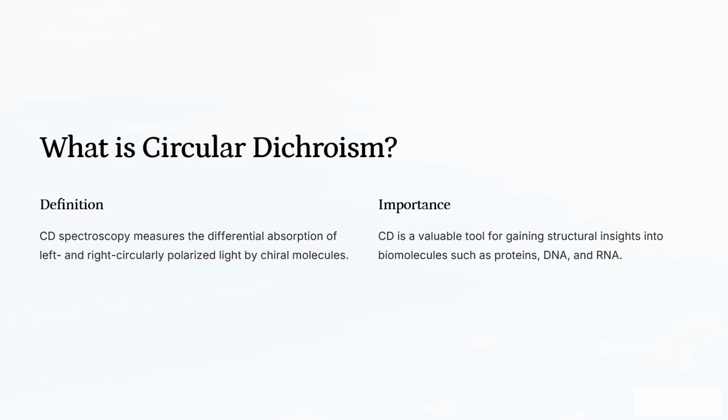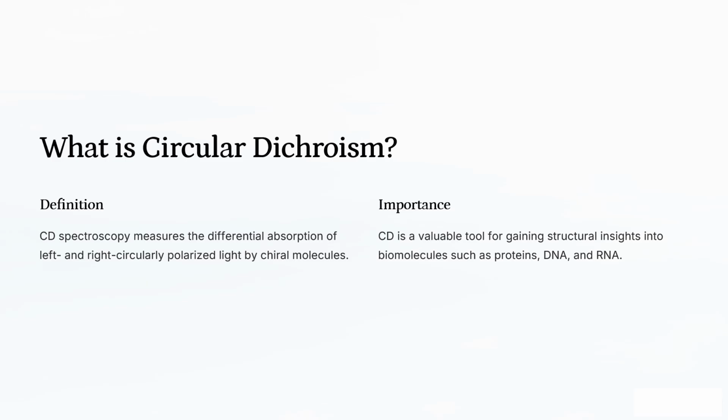So, let's begin with a basic understanding of circular dichroism or CD spectroscopy. It is a technique that measures the difference in the absorption of left and right circularly polarized light by chiral molecules. This differential absorption provides insights into the structure and behavior of biomolecules, particularly proteins and nucleic acids, which includes DNA, RNA. CD spectroscopy is crucial in understanding how biomolecules function and interact.